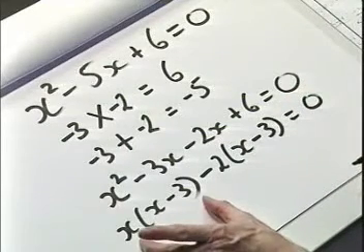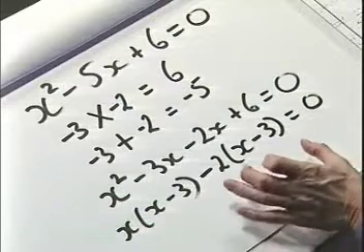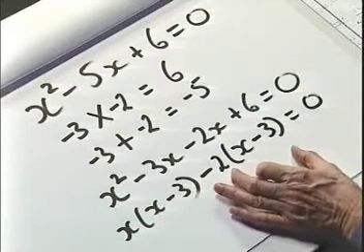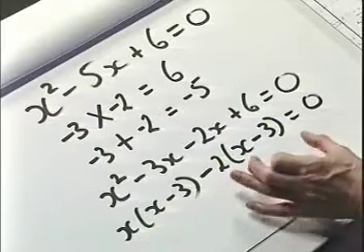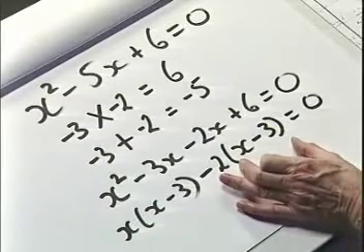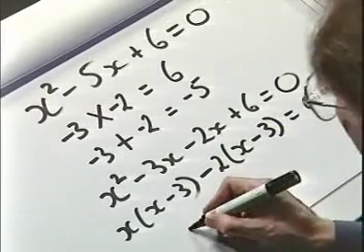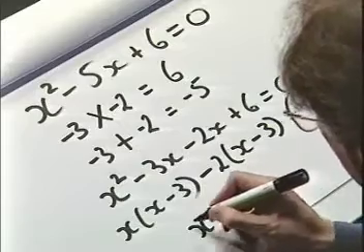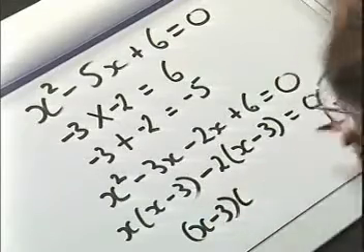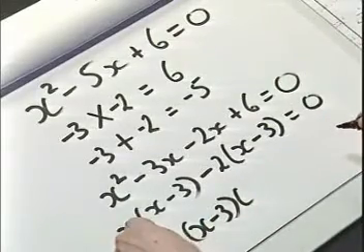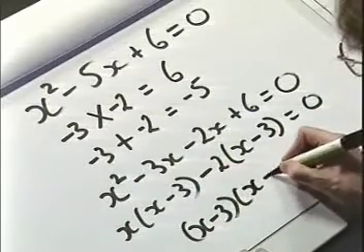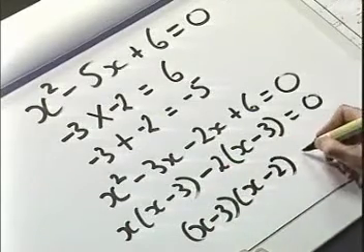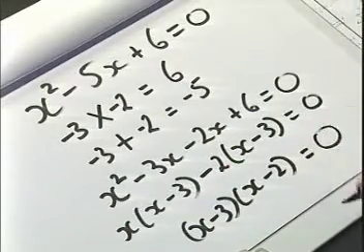Now I've got one lump of algebra there and one lump of algebra there, and they share this common factor, x minus 3. So we take that out as a common factor, and we're left with the other factor as x minus 2. x minus 2, close the bracket, equals 0.